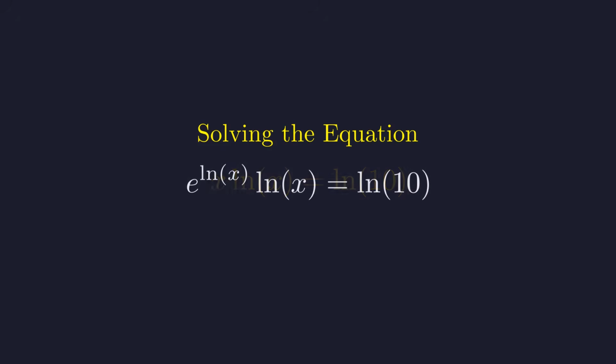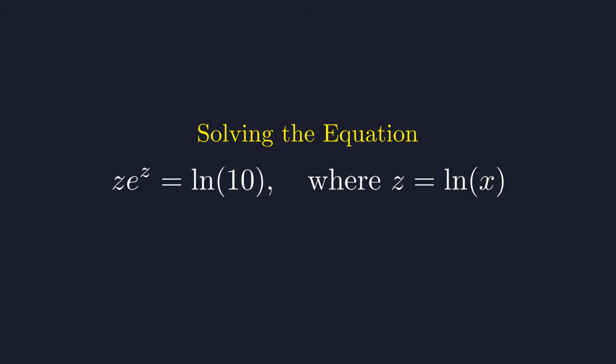Now that our equation has the correct structure, let's make the substitution explicit. We'll let z be equal to the natural log of x. With this substitution, our equation perfectly matches the Lambert W form.